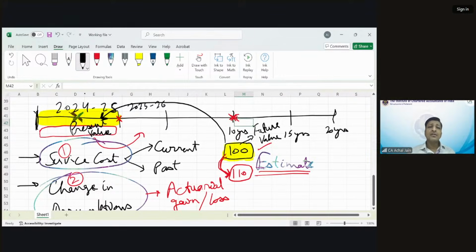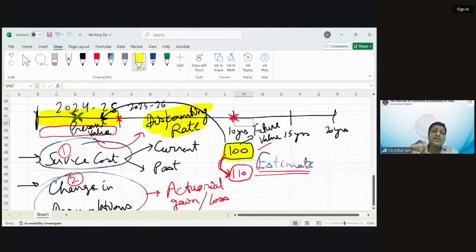And for which, what do you need? Discounting rate. You'll need a discounting rate to discount this. A rate of interest will be required. What do you call that rate of interest which is used for discounting purposes? Discounting rate. And please understand that even this discounting rate may also keep changing year on year.